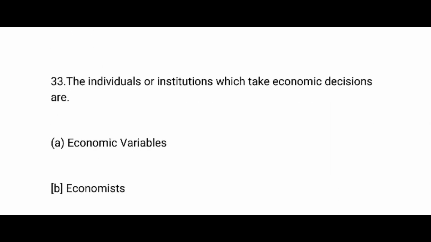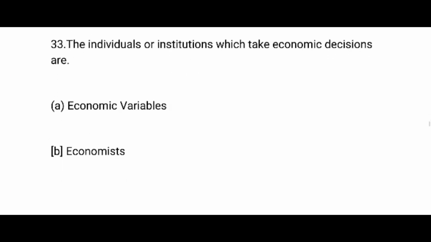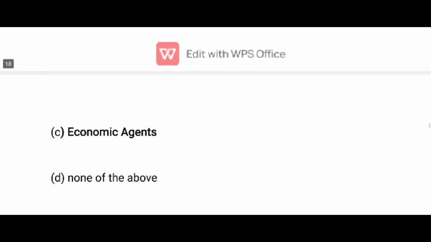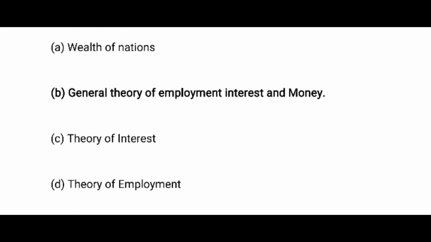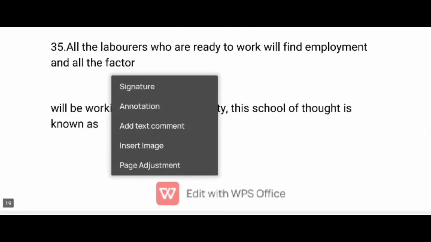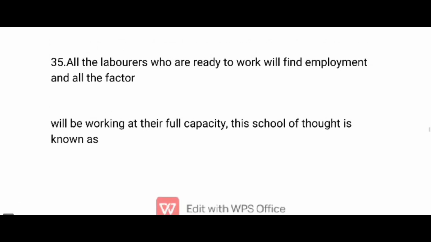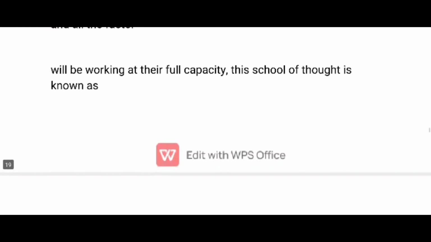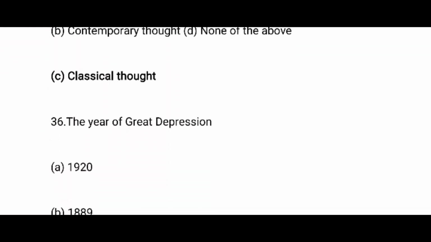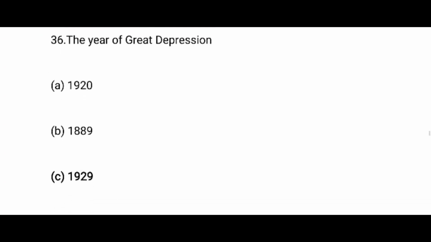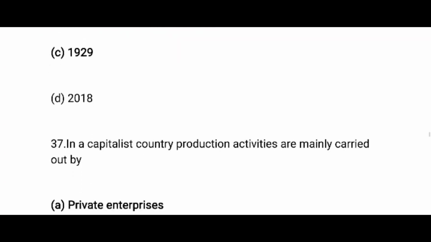The individual or institution which takes economic decisions is called an economic agent. In 1936, British economist J.M. Keynes published his celebrated book, General Theory of Employment, Interest and Money. All the laborers who are ready to work will find employment and all the factors will be working at their full capacity. This school of thought is known as classical thought. The great depression was in the year 1929.